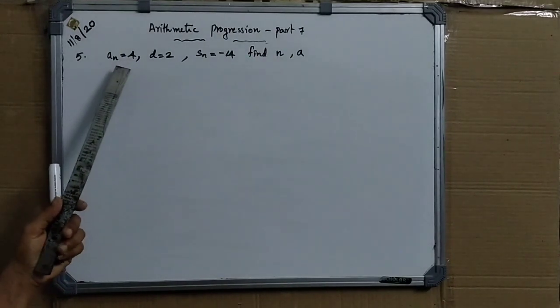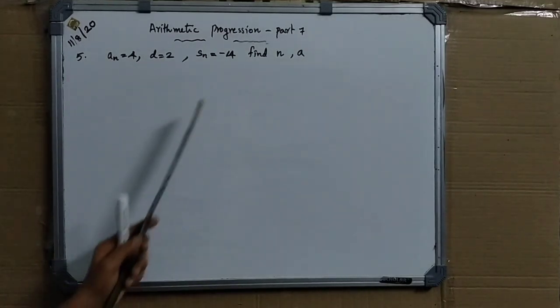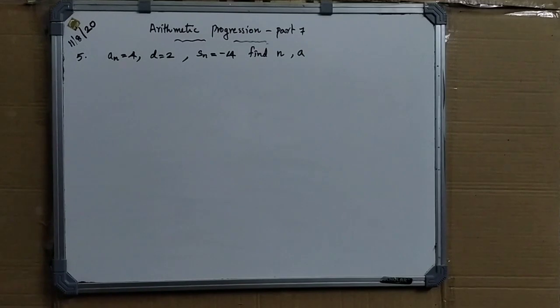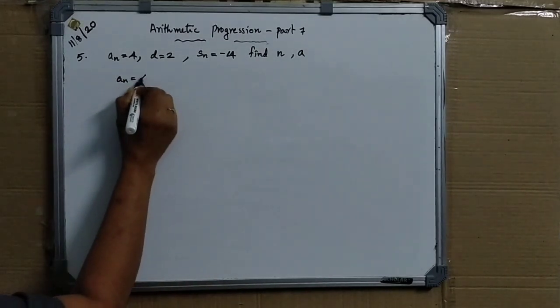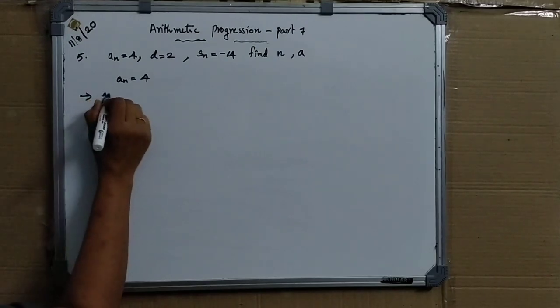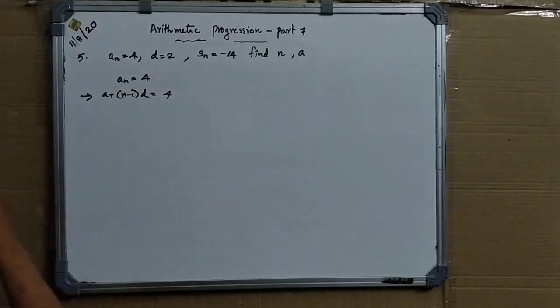An equal to 4, d equal to 2 and Sn equal to negative 14. Find n and a. Okay, we will start with An. An is equal to 4. An equal to 4 means a plus (n minus 1) into d equal to 4.